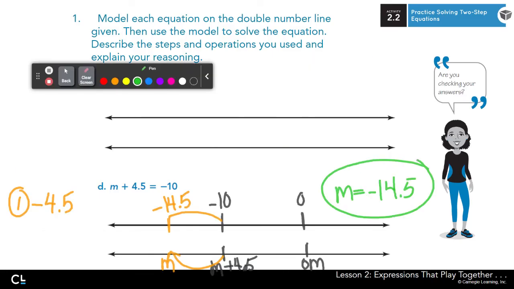Moving on to 1D. This also was a one-step equation. The inverse of adding 4 and 5/10 would be to subtract 4 and 5/10. Also notice I started on the left side of my 0 because I saw that negative 10 is less than 0. So that's why I chose to do that. But if you did it the other way, it's okay. We're learning, right? So you should have gotten m is equal to negative 14 and 5/10. Go ahead and take these notes. Pause here if you don't have these notes.